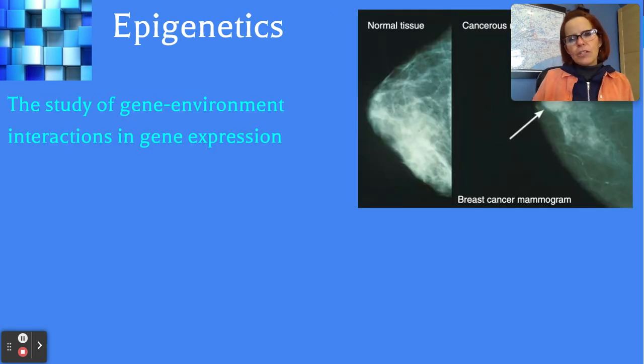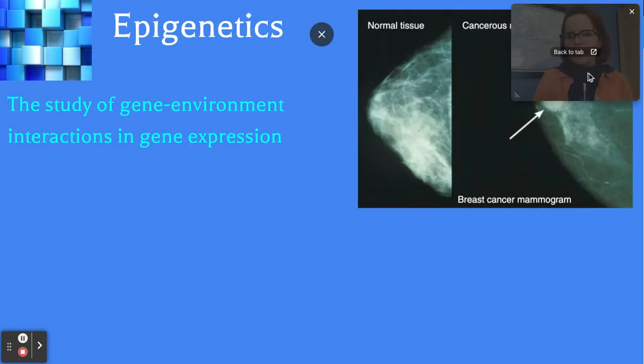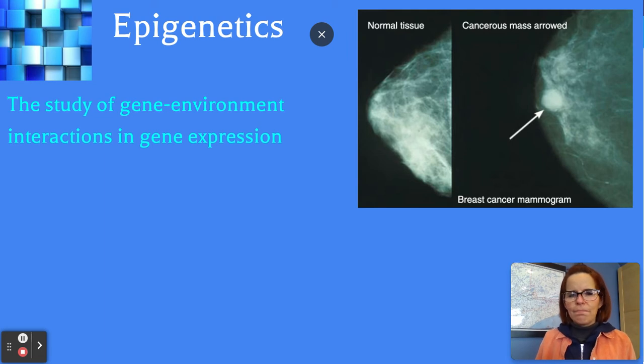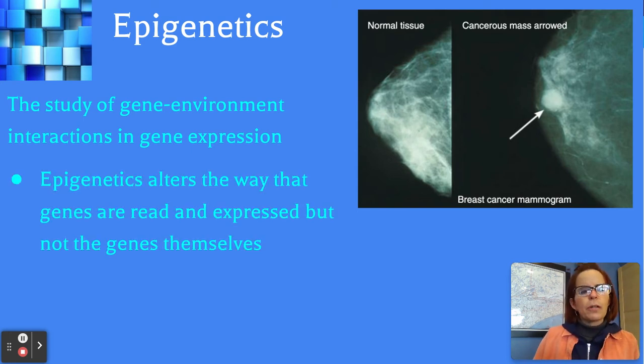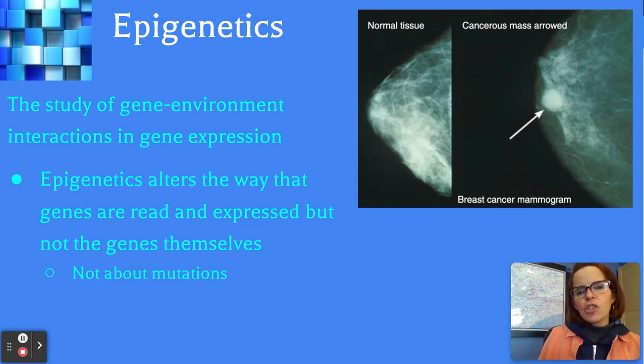Okay, and then epigenetics. Let me get my picture away from the mammogram here. So epigenetics is something that we don't talk a ton about in this class, but if you decide to go into biology, you'll probably have an entire class on epigenetics. Epigenetics is the study of the gene and environment interactions in gene expression. So epigenetics alters the way that genes are read and expressed, but not the genes themselves.